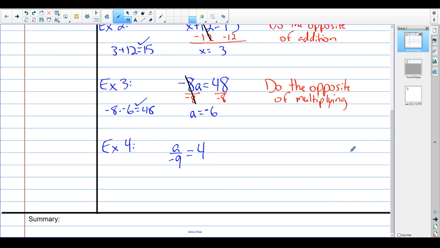All right, last one for the front half. What a surprise. So now we have a divided by something. So we're just going to do the opposite of dividing.